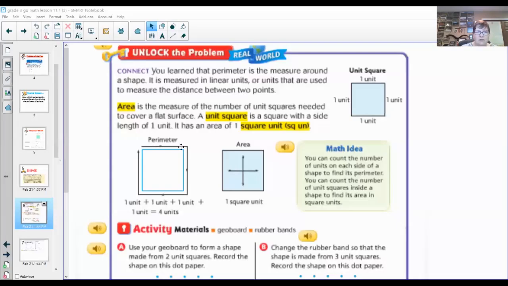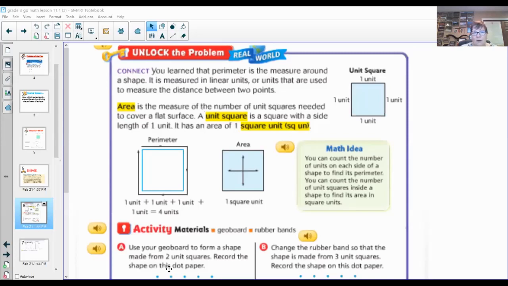So I'm going to share my screen. Here they show you the perimeter goes around. It's unit plus unit plus unit plus unit. So the perimeter would be 4 units. The area is what goes inside. So it's 1 unit times 1 unit. So it equals 1 square unit.